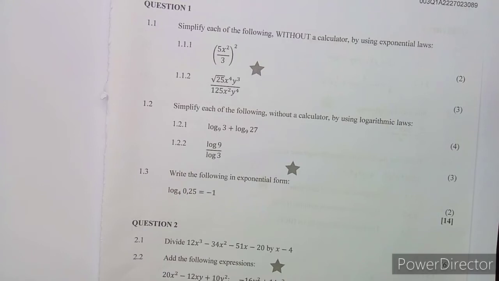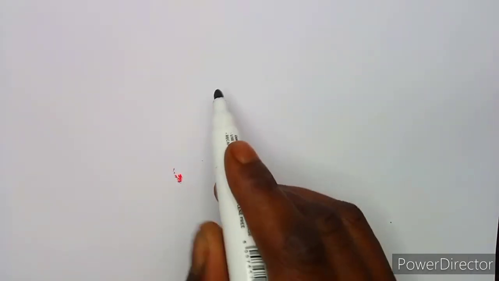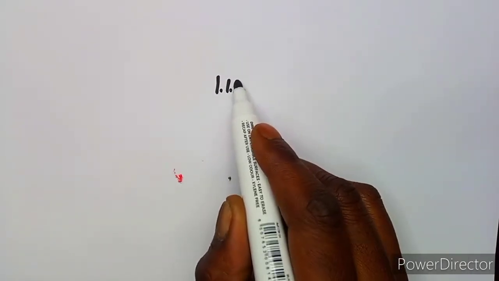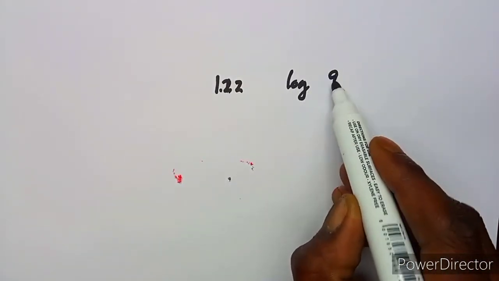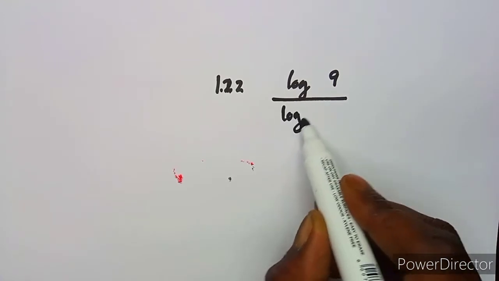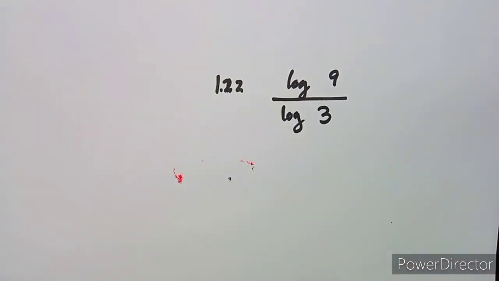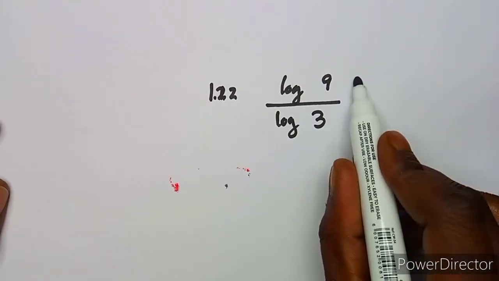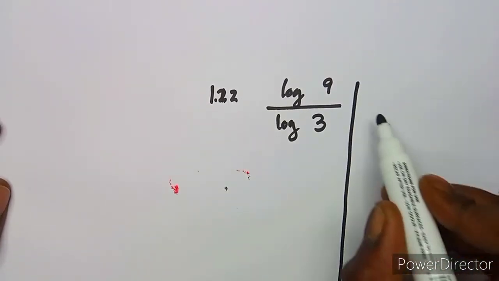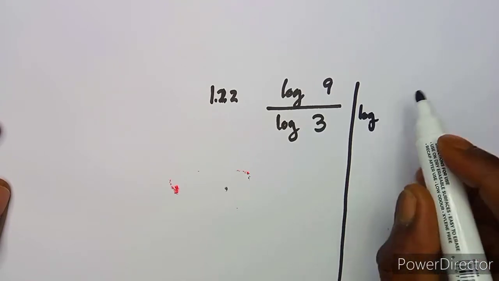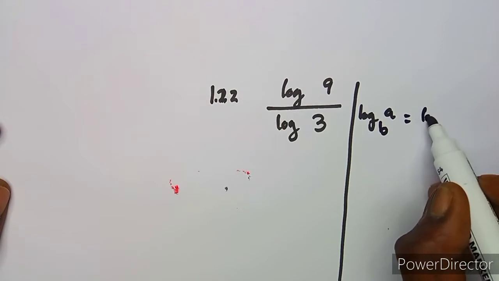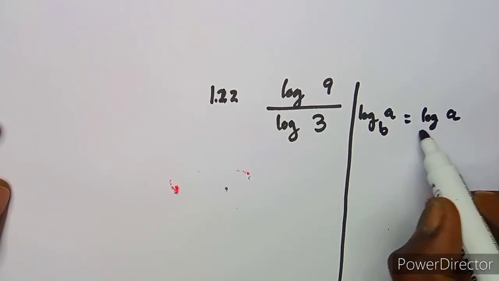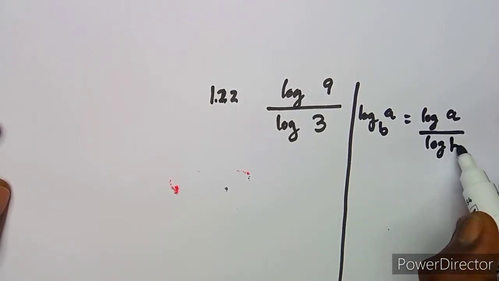And on 1.2.2 we've got the same thing again, but how are we going to apply it there? Because this is log 9 divided by log 3, where we are dividing logarithms. And remember, guys, there's this law from your laws of logarithm, the change of base: log A base B can be written as log A over log B.